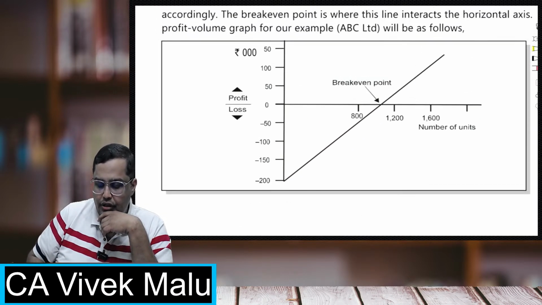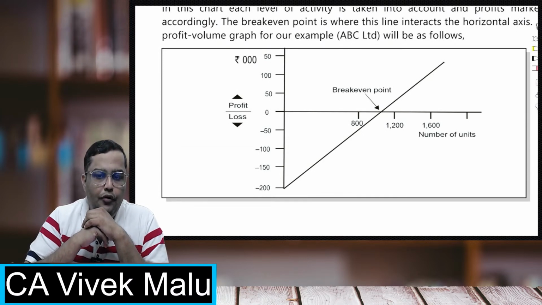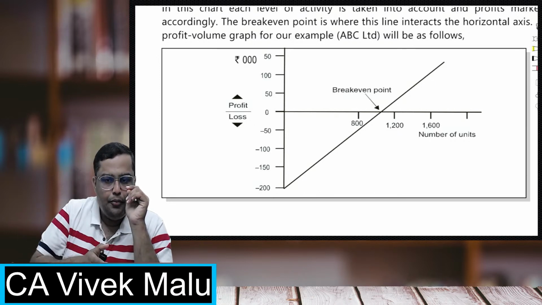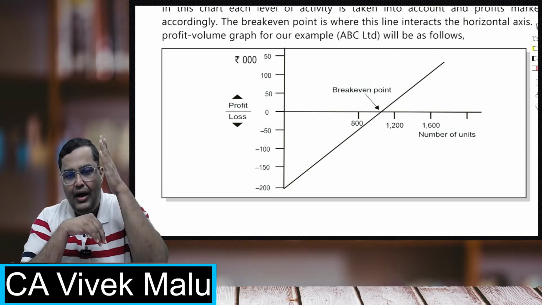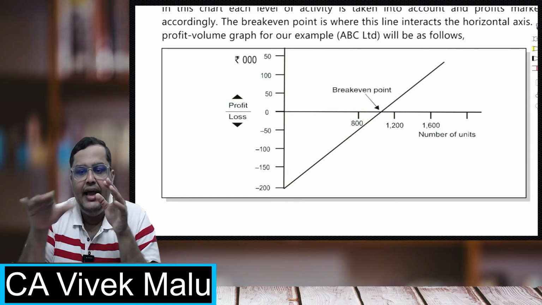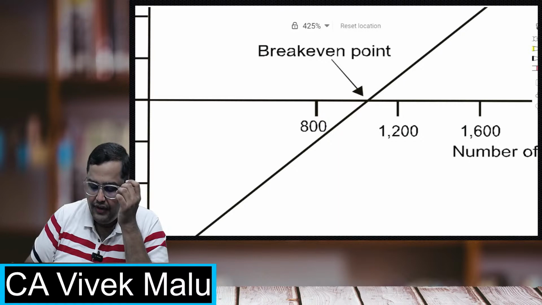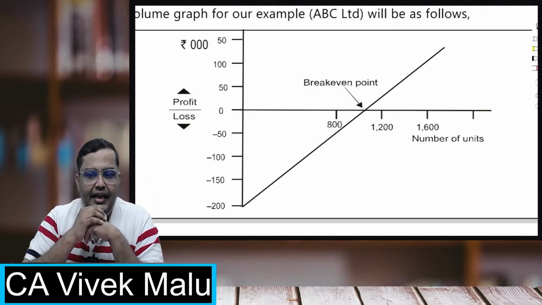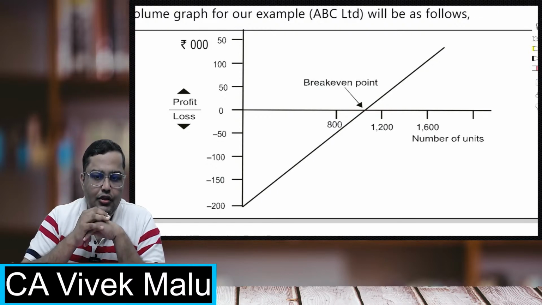Sir, what is this line actually? This line is showing you the profits. Wherever you connect this line, the y-axis is showing the profits and losses and the x-axis is showing the number of units. So I can say at somewhere around 1000 units, I'll be touching this zero line, the units line. So basically that's the break-even point at somewhere around 1000 units.